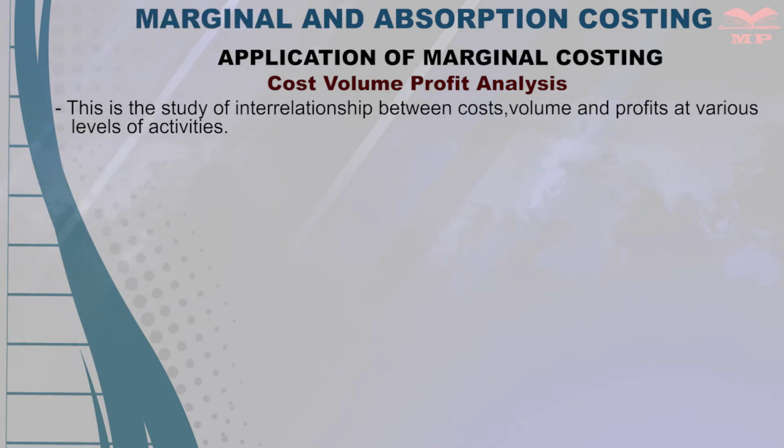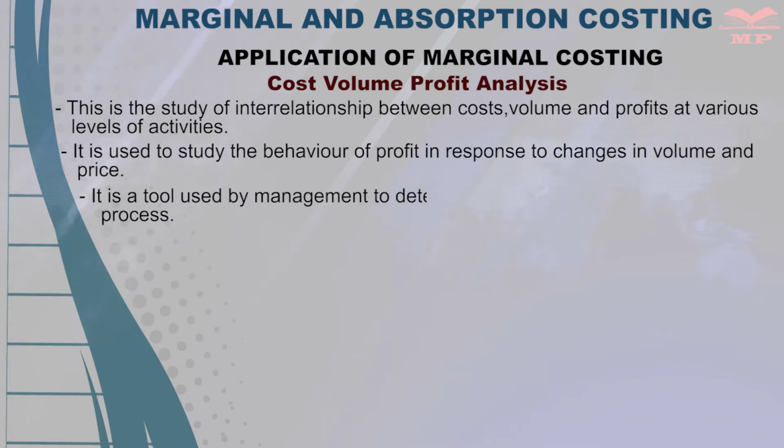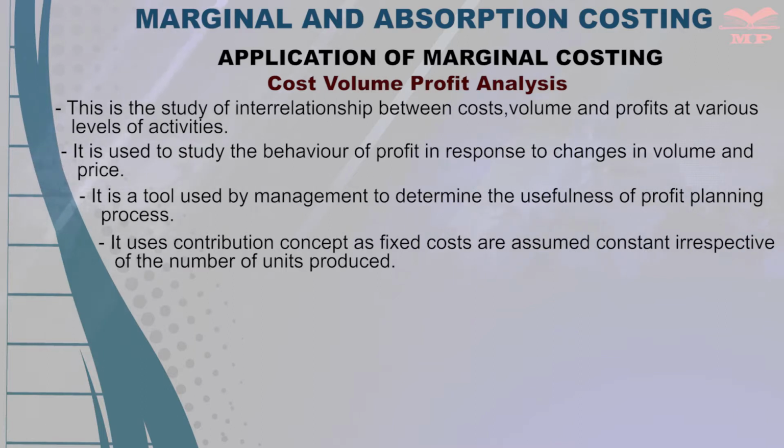This is the study of interrelationship between costs, volume, and profits at various levels of activities. It is used to study the behavior of profits in response to changes in volume and price. It is a tool used by management to determine the usefulness of profit planning process. It uses contribution concept as fixed costs are assumed constant irrespective of the number of units produced.